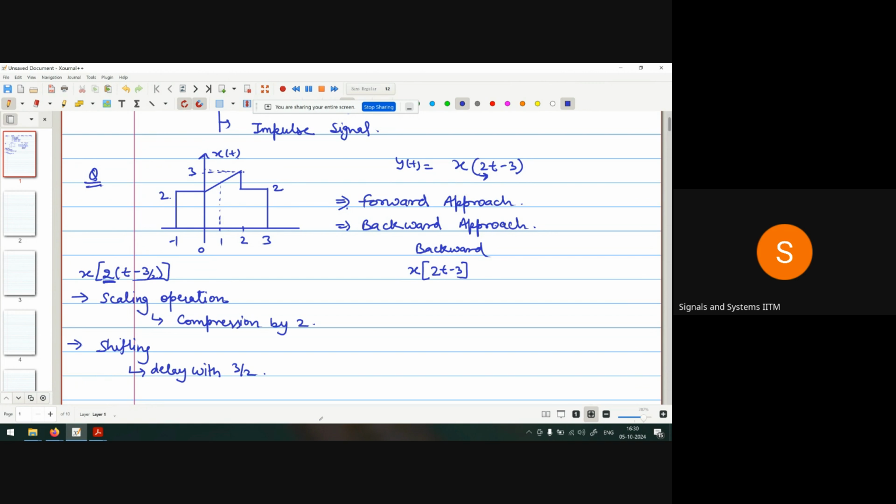Okay. Now if we go to the backward approach, we start with this one. So the first thing that we have to do is shifting, a delay of 3. Delay of 3 is the first operation. The second operation is that we have to scale the signal. And scaling is what? Compression by 2.